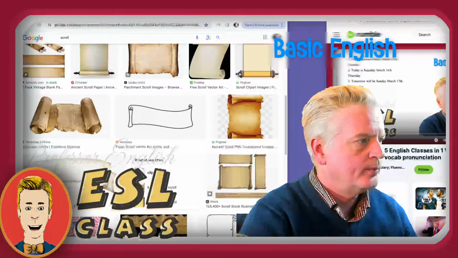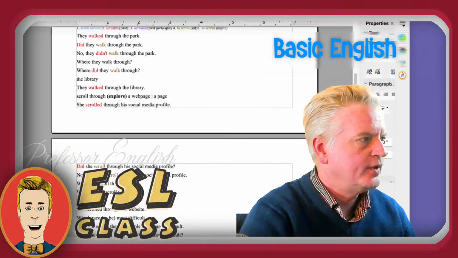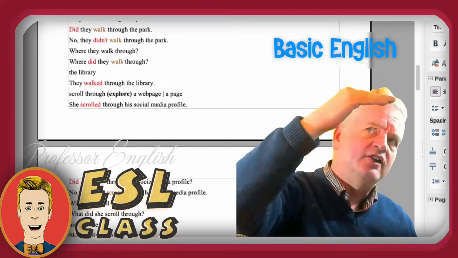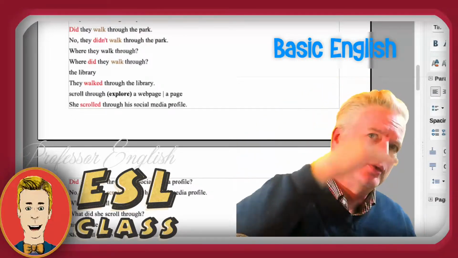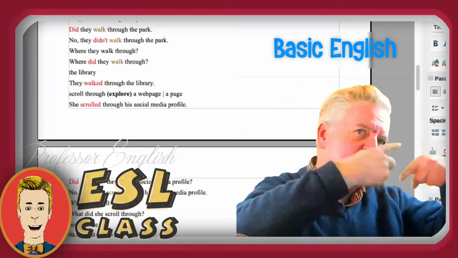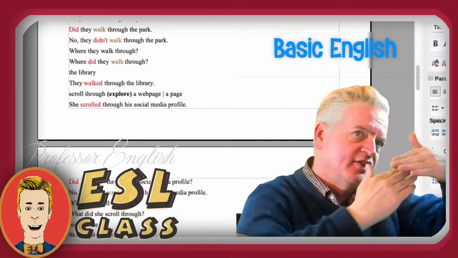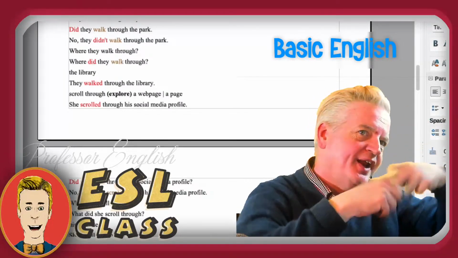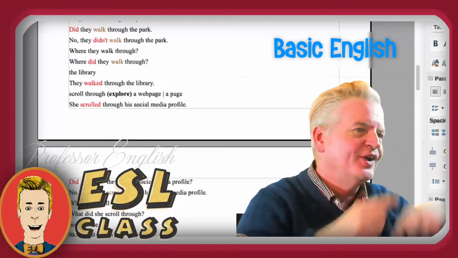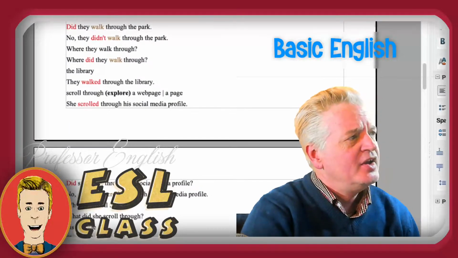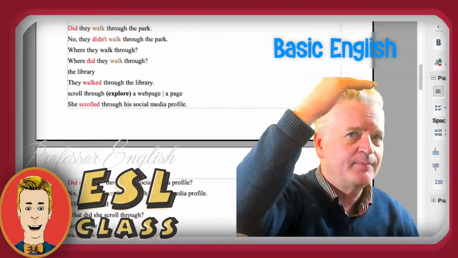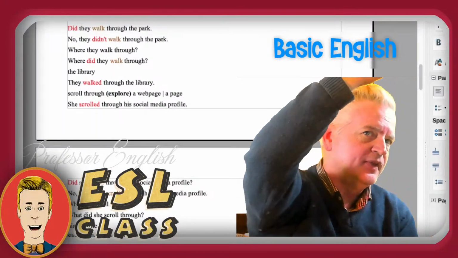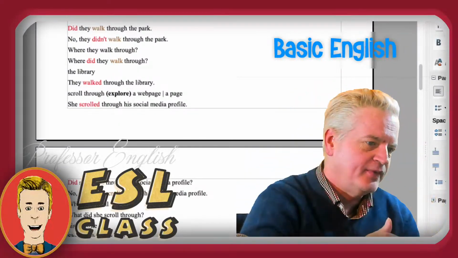Scroll through is what you do when you look at a web page. You can scroll up, you can scroll down. Think about what a scroll is. It's like a very long piece of paper, and you open it and close it by turning around. So if you scroll up, you're doing this motion and you're also reading something. And if you scroll down, same thing.